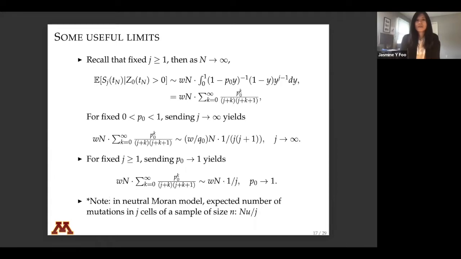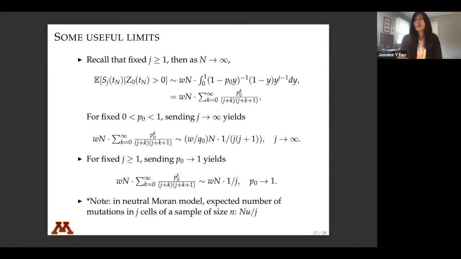In particular, for example, the neutral Moran model, where the expected number of mutations in j cells of a sample size, sorry, my notation is wrong here, the sample size should be capital N, also follows this 1/j law. So when p naught equals 0, the SFS of the total population is accurately captured by the SFS of the skeleton, which is why our results at that point match up with prior approximations.